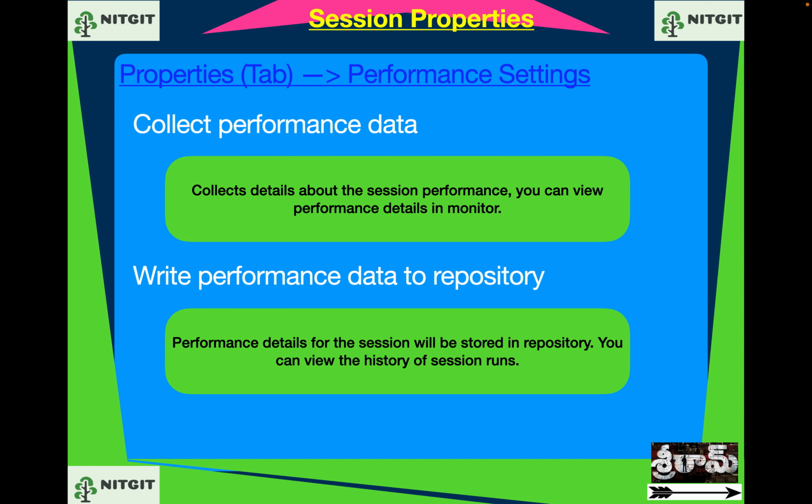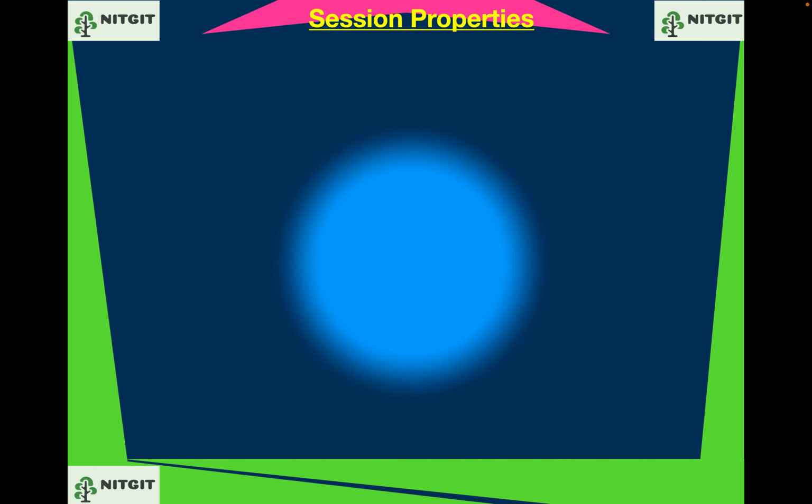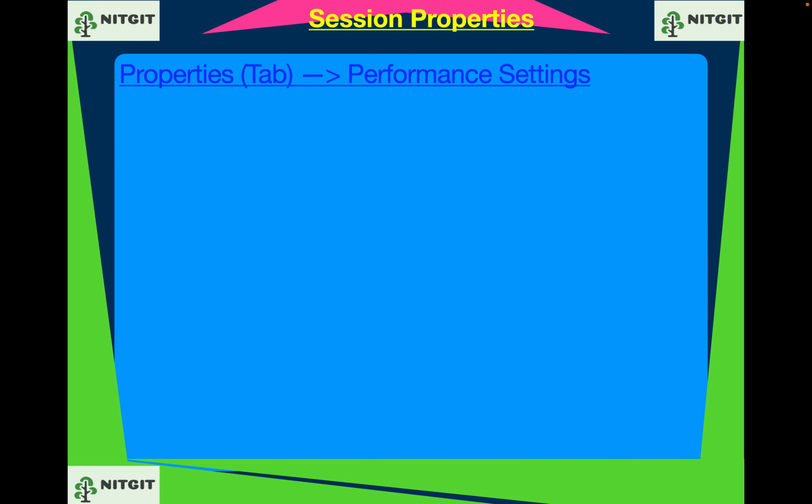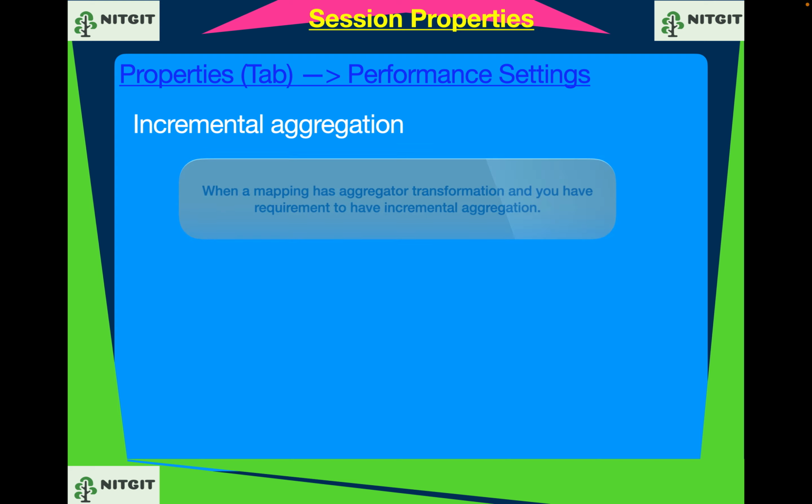Write performance data to a repository. So you have an option. Performance details for the session gathered will be stored in the repository. You can view the history of session runs. If you want to view the previous runs, you can use this option. Please observe they are in green. That means we don't mostly use it. Let us see the next one.